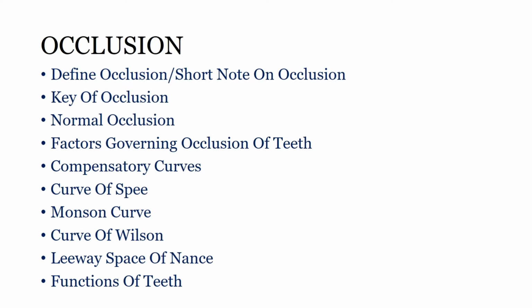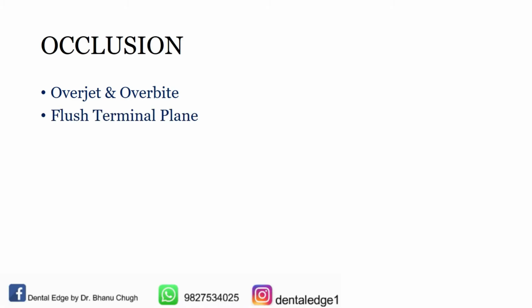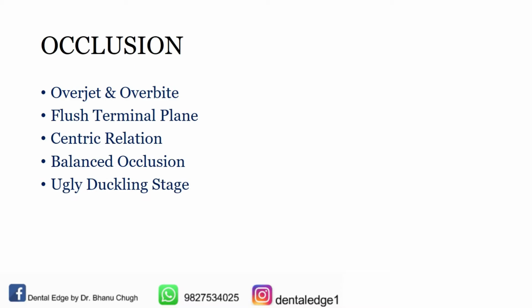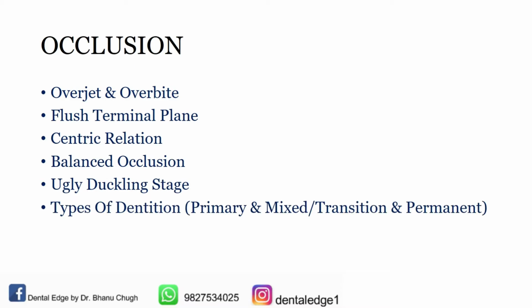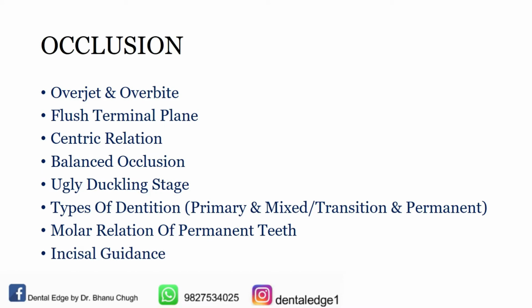Then you can be asked to write about in exam functions of teeth. So in this you should include the general functions as well as particular functions of specific teeth. Then you can be asked what is overjet and what is overbite, flush terminal plane, centric relation, balanced occlusion, ugly duckling stage, types of dentition. You can be asked to write about primary, mixed or transitional, and permanent dentition, molar relationship of permanent teeth, and incisal guidance. So these were the important questions from the chapter occlusion.